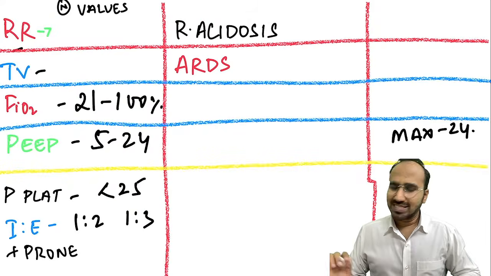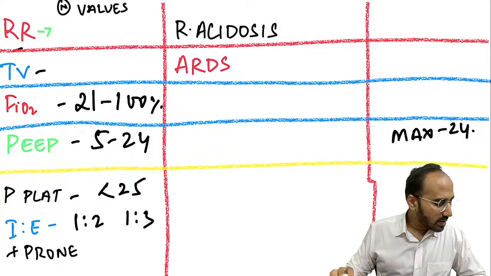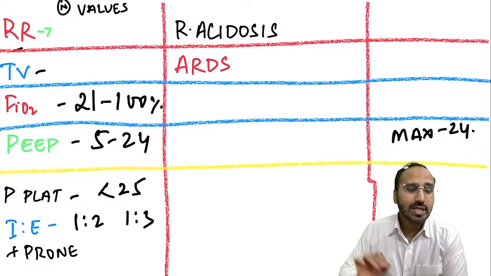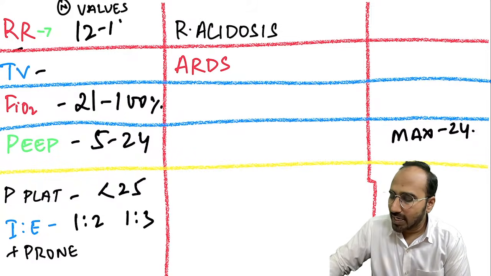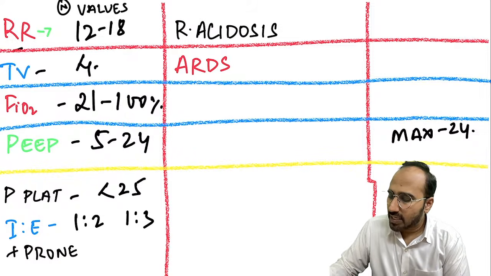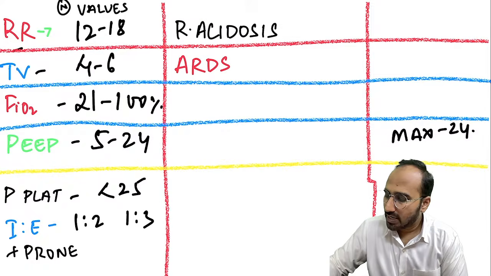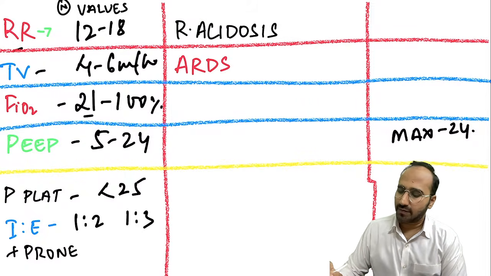So, last thing about the ventilators, just look over here. On the ventilator, what respiratory rate do we normally keep? It is 12 to 18. What tidal volume do we give, guys? 4 to 6 ml per kg body weight. FiO2 you keep is 21 to 100%. PEEP is 5 to 24.